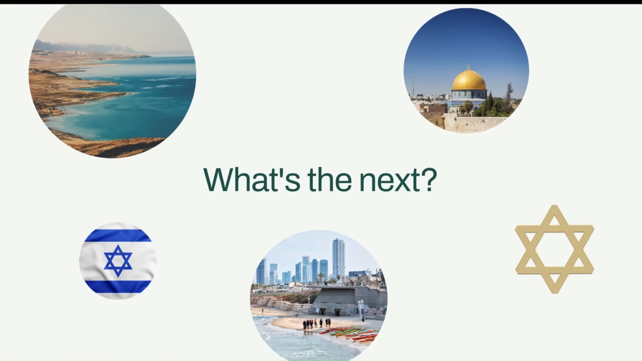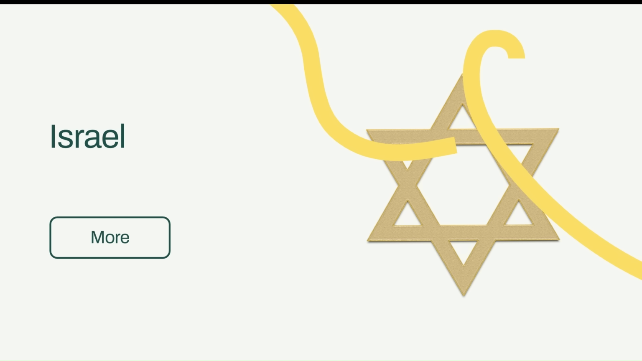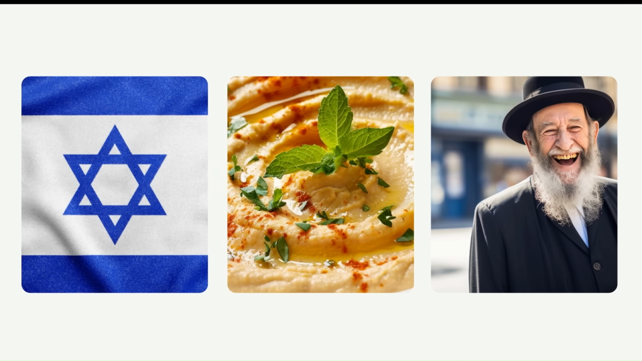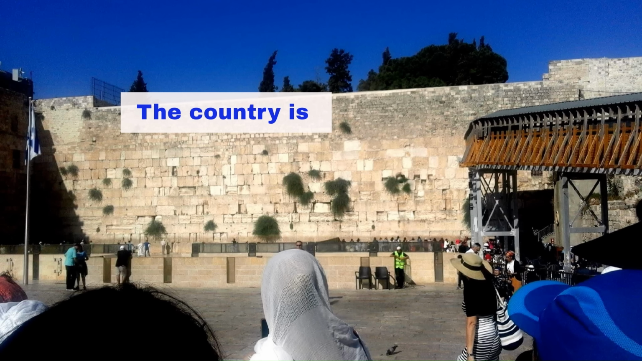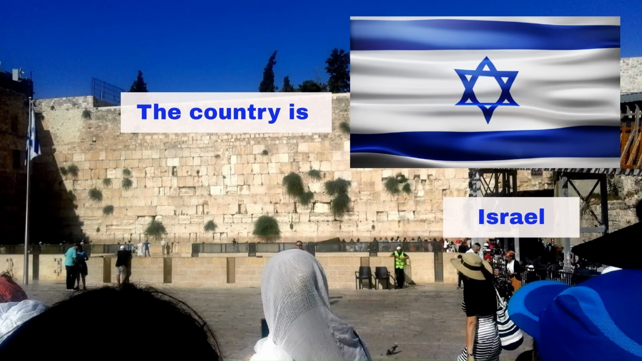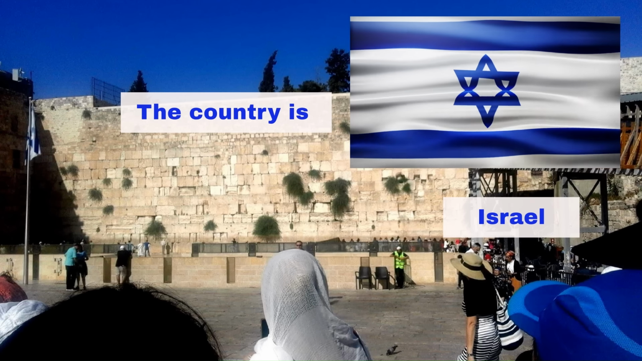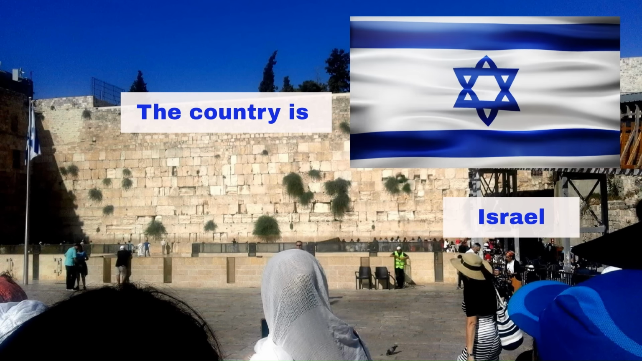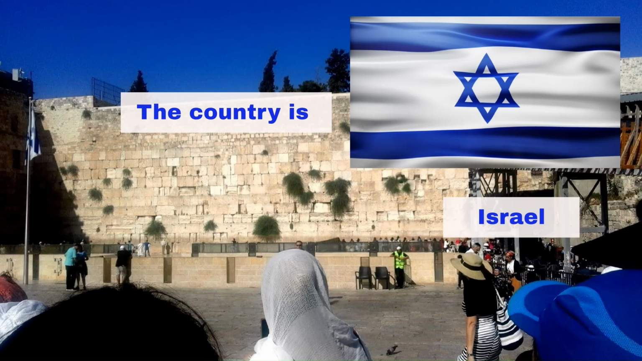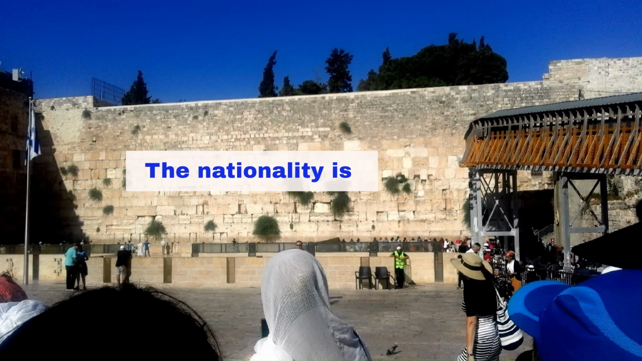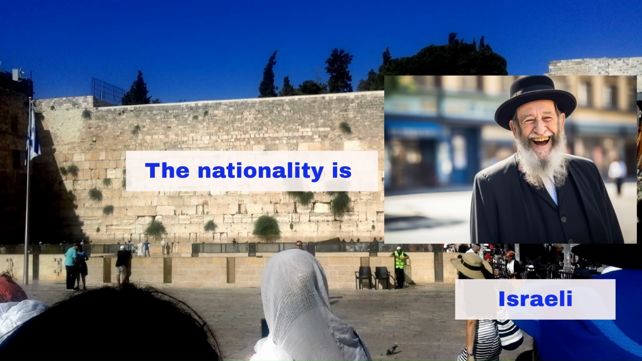What's the next? Israel. The country is Israel. The Israeli flag is blue and white and a symbol of the Jewish state. Israel. The nationality is Israeli.